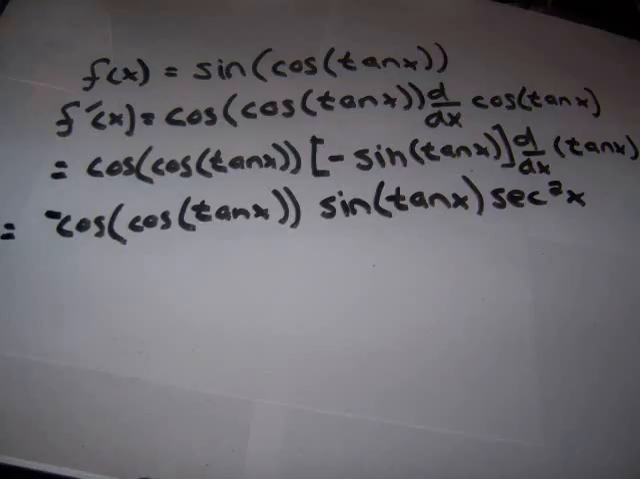This will equal negative cosine of tan x times sine of tan x times secant squared x.